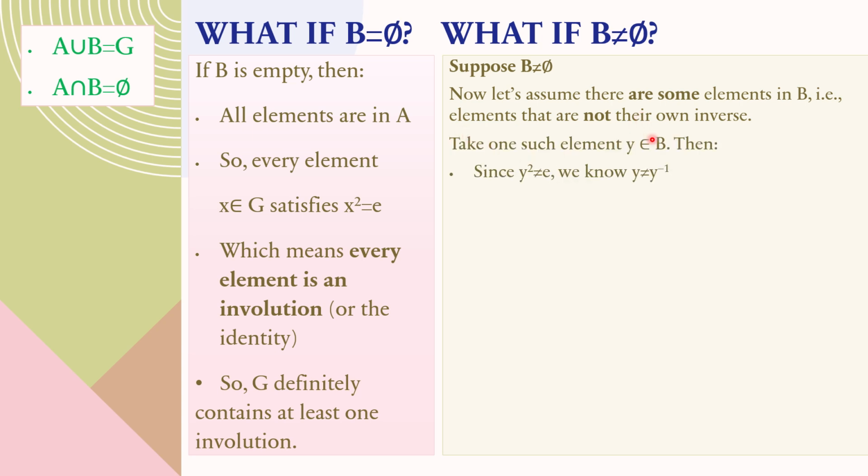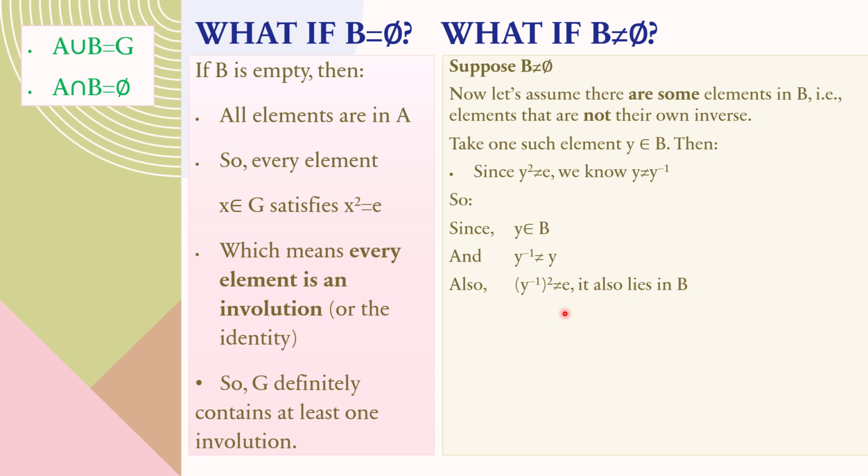Take one such element, y in B. Since y squared is not equal to e, it's not an involution, so we know that y is not equal to y inverse. What is an involution? It means that y is equal to y inverse, that is, y is its own inverse, which under the operation gives us the identity. And since y squared is not equal to e, y is not equal to y inverse. So y is in B and y inverse is not equal to y; also y inverse squared is not equal to e, so it also lies in B.